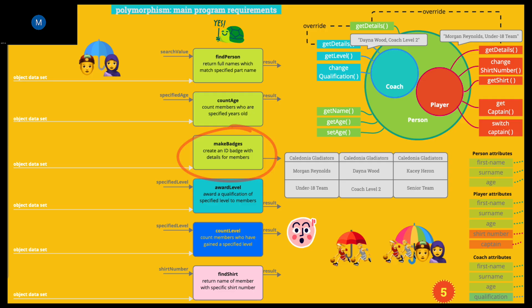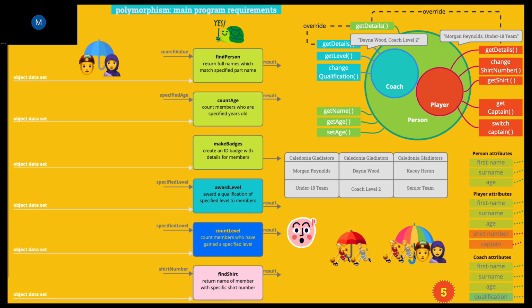Make badges. As Gordon mentioned, we might want some ID badges with details, which we can use. Award levels. So if I start thinking about my coaches, coaches had a qualification, so they might have done a training course, and I want to up their level. So I want to give a specified level to them. Or, with the same kind of people in mind, I might want to count them who've gained a specified level. Or likewise, I know the person with team number 2 on the back of their shirt. I want to get their name.